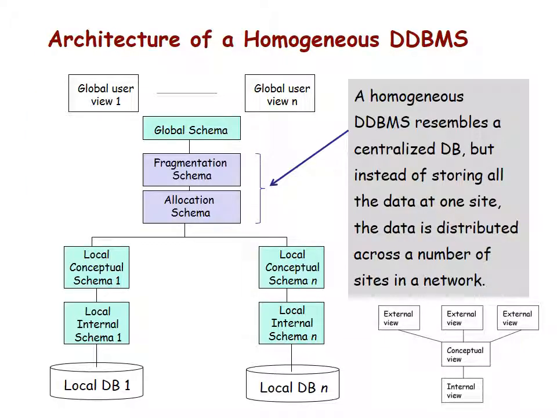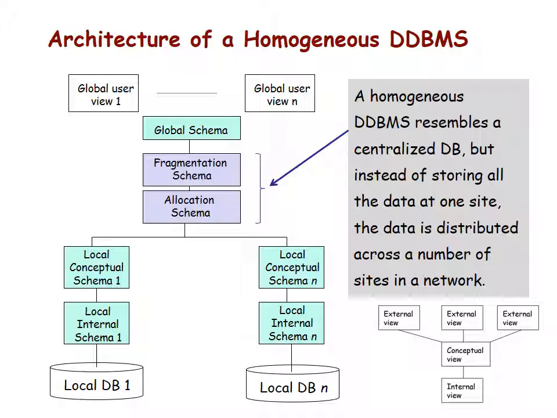So this is the architecture for a homogeneous distributed database management system. Comparing it to the centralized architecture shown in the lower right, we notice that the homogeneous system kind of resembles the centralized database, but data are now distributed across a number of locations.